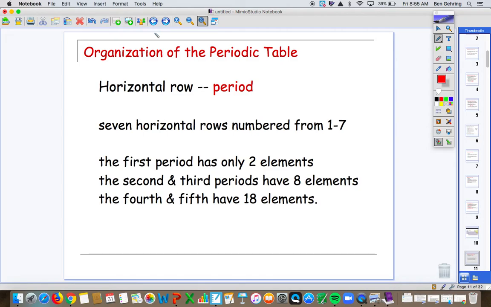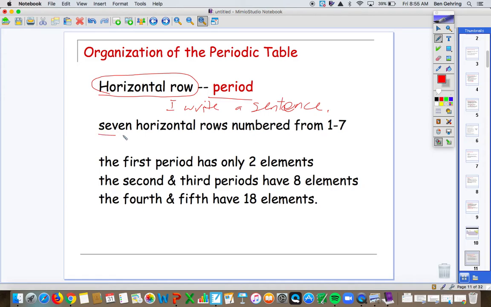And when we talk about the periodic table, there's a couple terms we're going to use to describe the periodic table. One of them is rows. Instead of calling them rows, we're going to call them periods. So a row on the periodic table is called a period. Think of it like I write a sentence. When you write a sentence, you write it in a horizontal fashion, and you end your sentence with a period. So periods run horizontally.